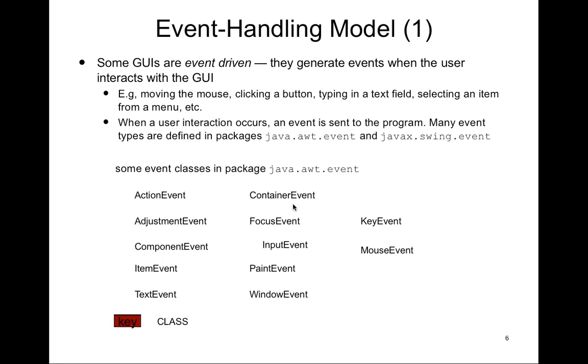In terms of our event handling model, some GUIs are event driven. They generate events when the user interacts with the GUI. Not all GUI items are event driven. For example, a label: click the label, and there's no event. But you can create your own event listeners for a label click or an image click. Menus have their own set of event listeners because you need not only the menu but the sub-item and the item on the menu.